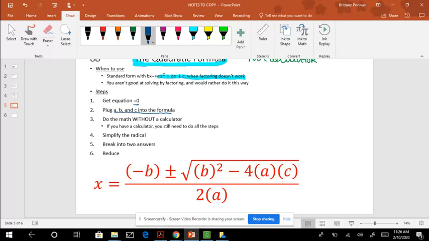Then you're going to simplify the radical. That means the tree, when you make that factor tree. And then sometimes you need to break into two answers. Sometimes you don't, but you definitely want to reduce. And when you reduce, you cannot use the number under the radical. Once you simplify the radical, you cannot simplify it again by reducing.